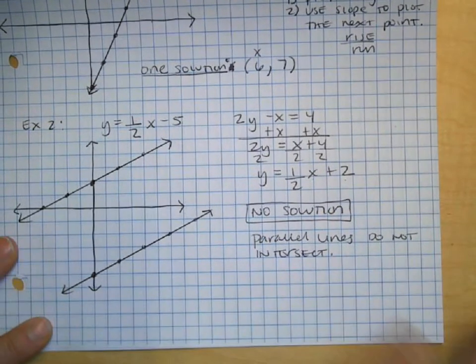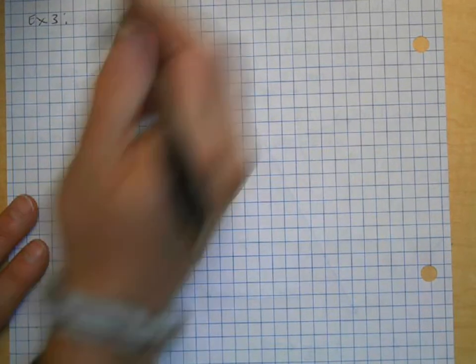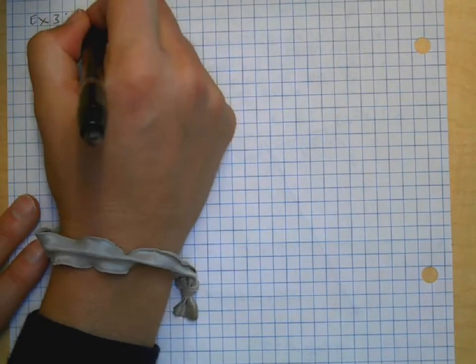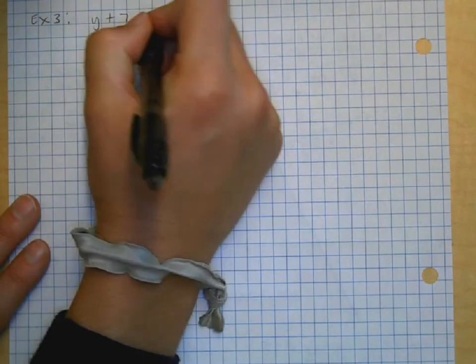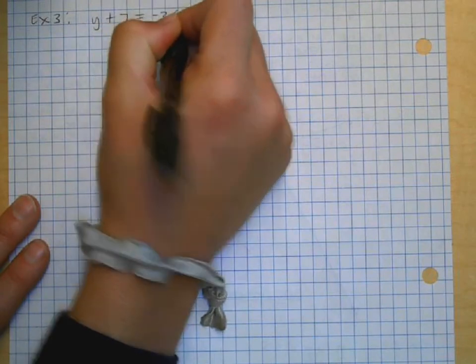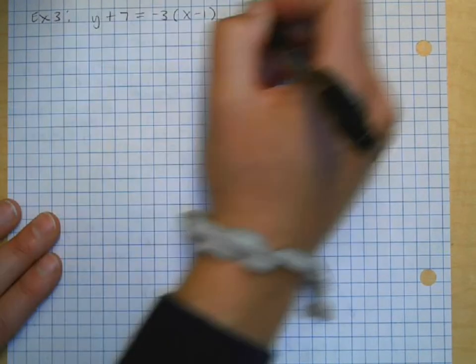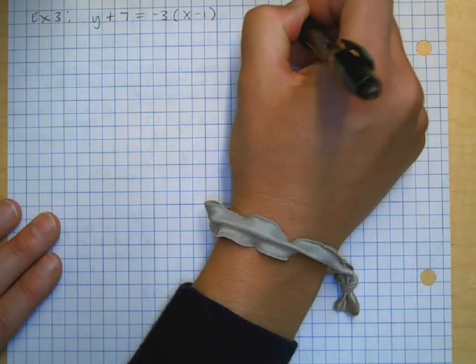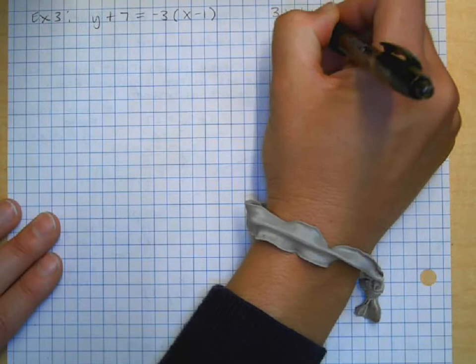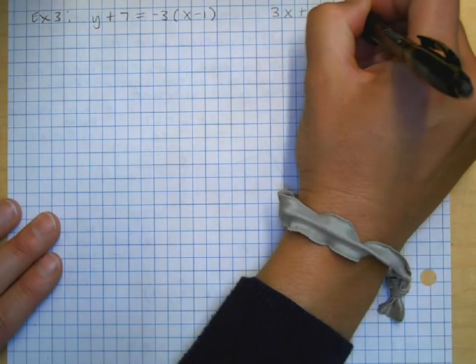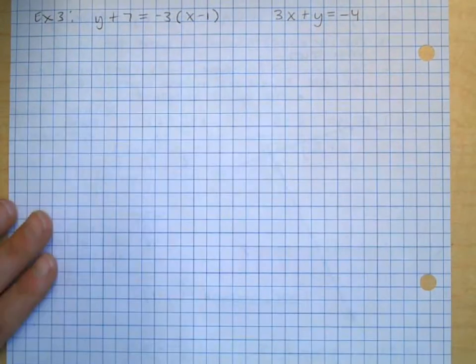Okay, now let's go on to our third example. And our equation for this one is y plus 7 equals negative 3 times x minus 1. So these equations get a little bit more difficult. And then it looks like we have 3x plus y equals negative 4. So we need to put both of these equations into y equals mx plus b form.